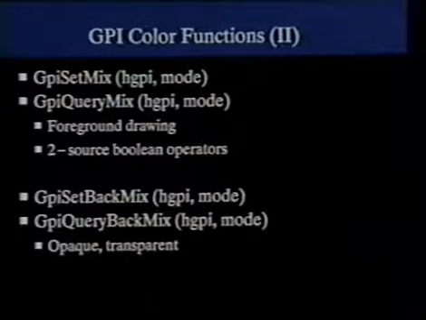Additionally, you can define the mixture, the 2-operand Boolean operation that will be performed when you draw things like lines and curves. That we call mix. It used to be ROP2 in the Microsoft Windows GDI. It's now called mix. And you can also specify a mix for the background, where the mix available is not the full 16 Boolean operators on 2 sources, but rather only opaque and transparent, which are defined in much the same way as we have used them in the past.